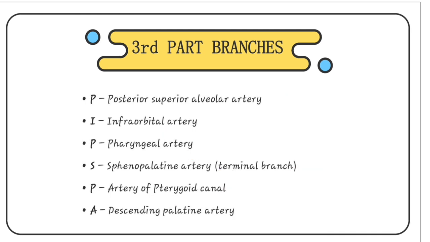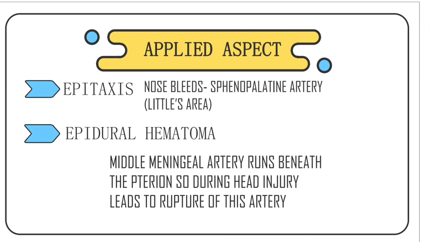So coming to the applied aspects, we have 2 applied aspects. The first is epistaxis. Epistaxis is nose bleeding. This nose bleeding usually takes place due to damage of the sphenopalatine artery, which is involved in Little's area of the nose.